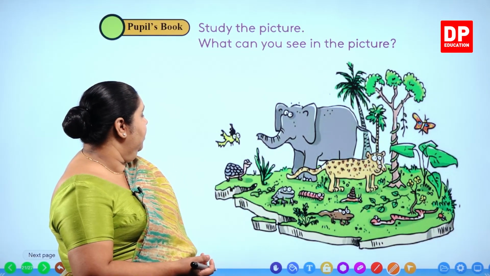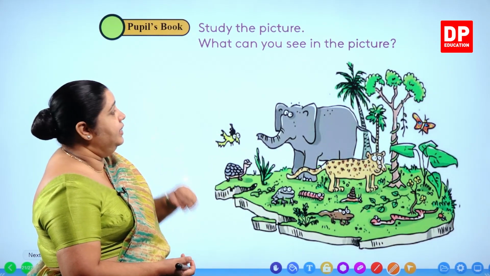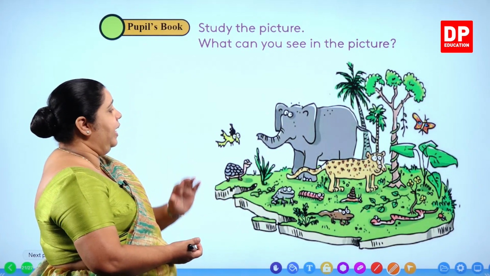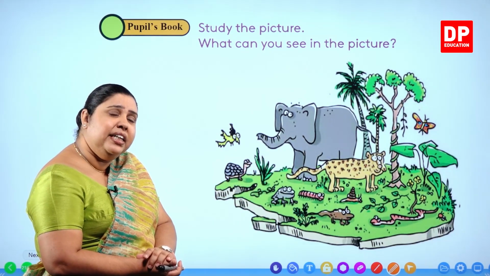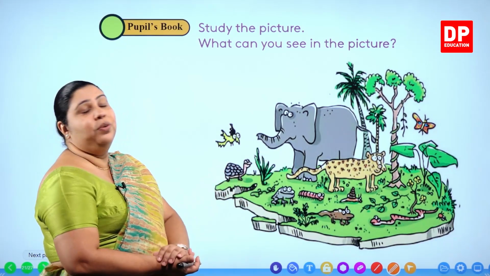tortoise over here. A tortoise is moving around. Can you see? And there is a bird flying, a butterfly flying. All these things can be seen. And on what are they standing? They are standing in a beautiful country.